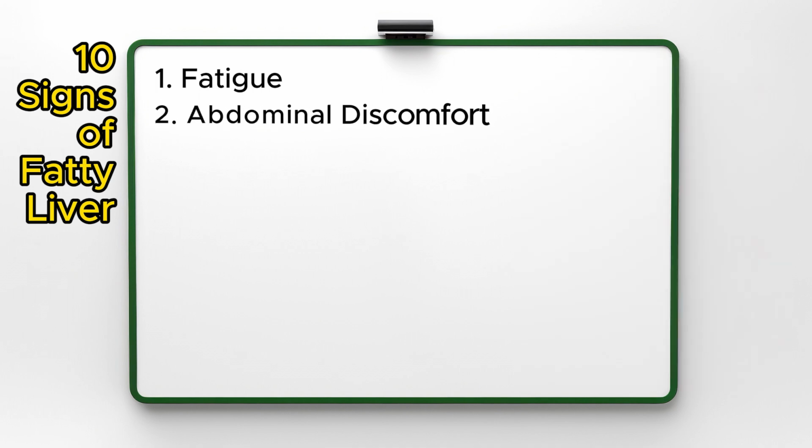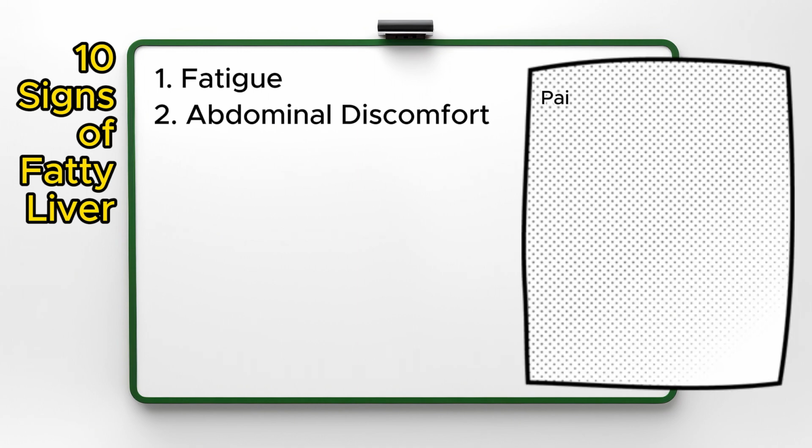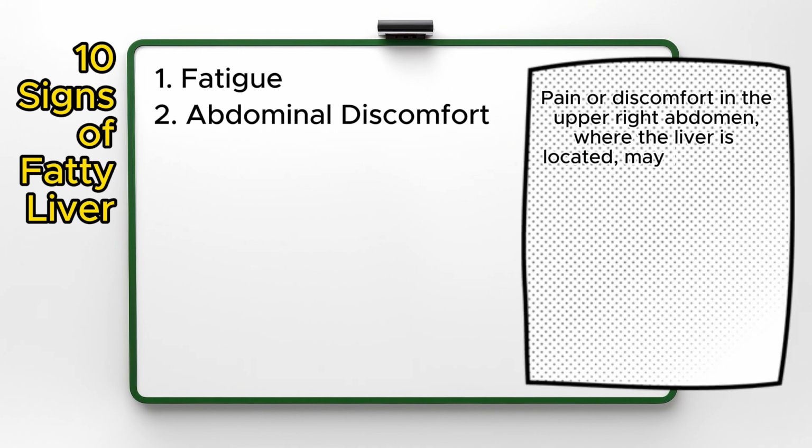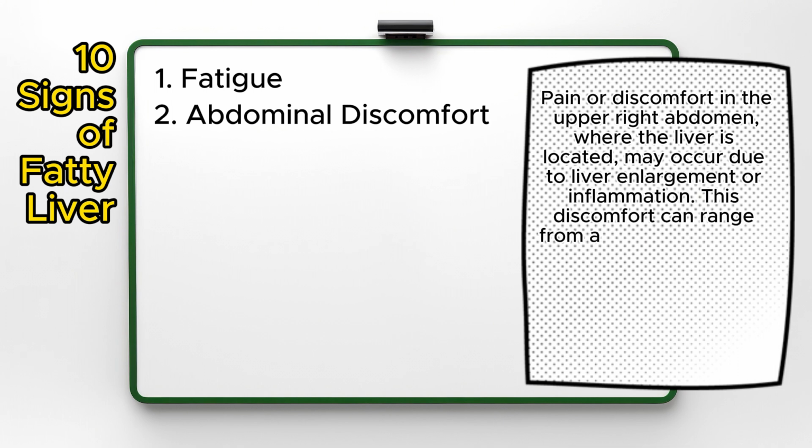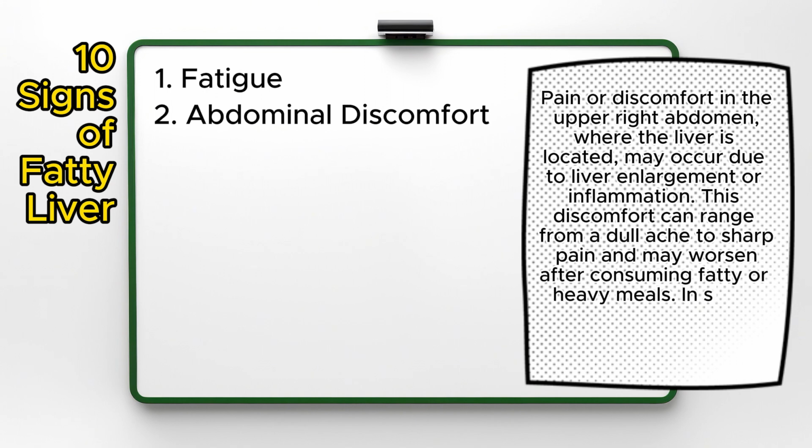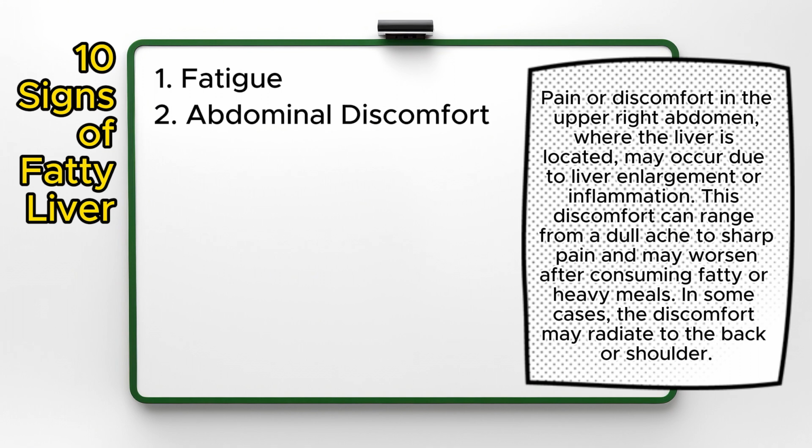Number 2. It's abdominal discomfort. Pain or discomfort in the upper right abdomen, where the liver is located, may occur due to liver enlargement or inflammation. This discomfort can range from a dull ache to sharp pain and may worsen after consuming fatty or heavy meals. In some cases, the discomfort may radiate to the back or shoulder.